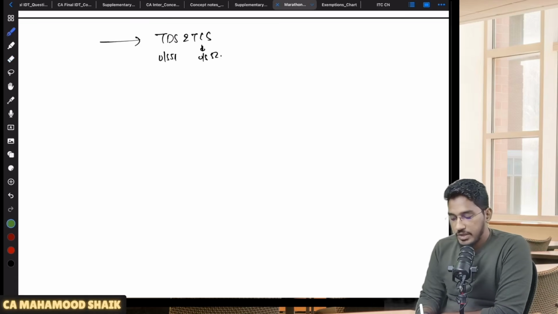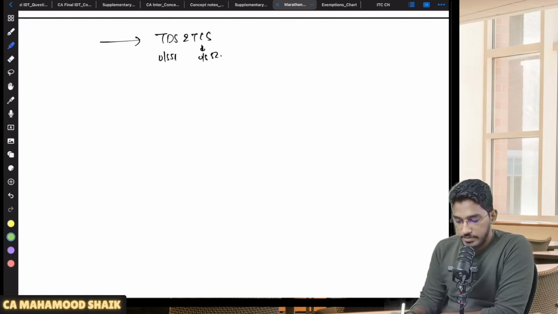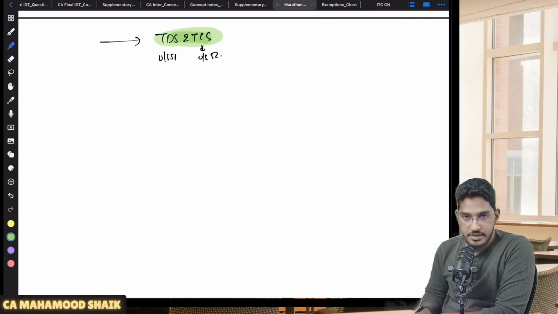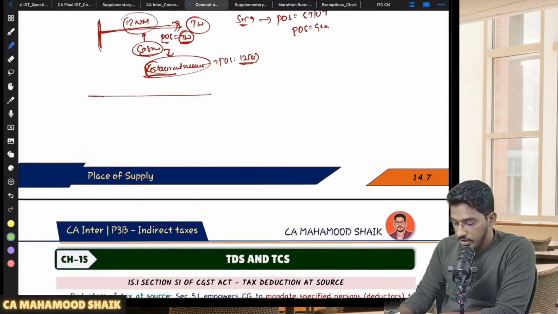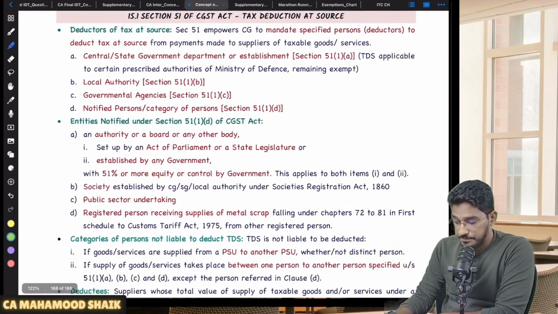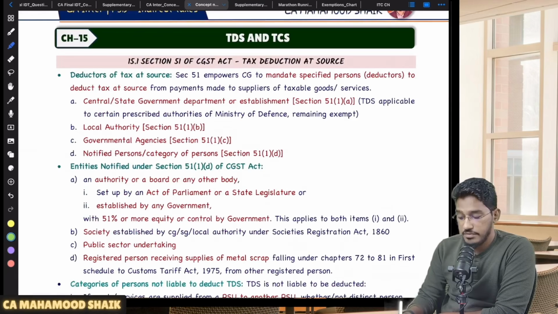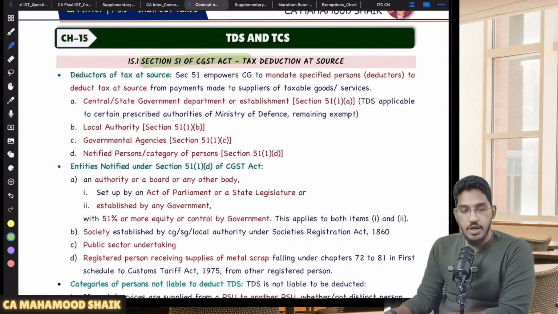So the next chapter I'm going to pick up for revision is going to be TDS and TCS. Very small chapter, but very important from the examination perspective. These days we are seeing very frequent questions from this chapter as well. So let us see, first we'll try to cover TDS.